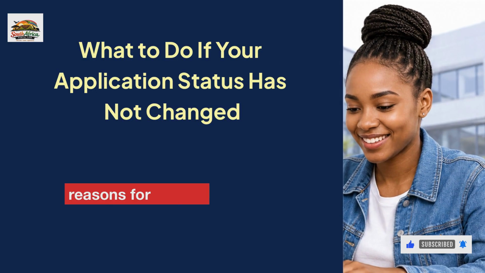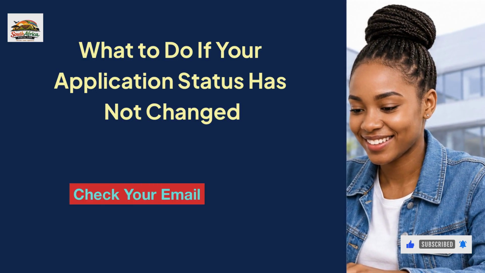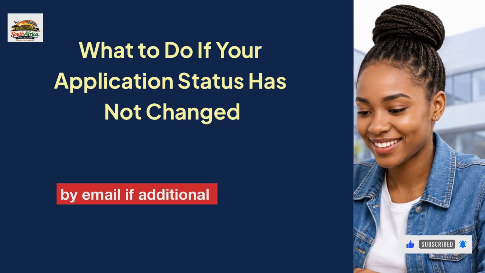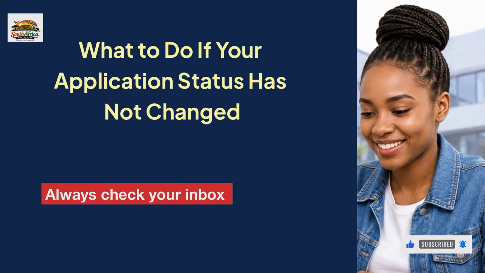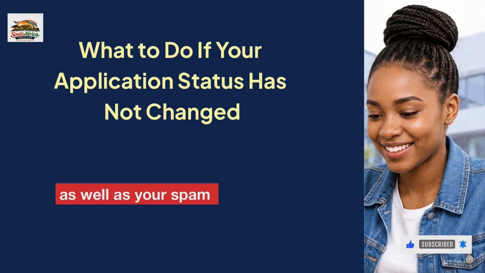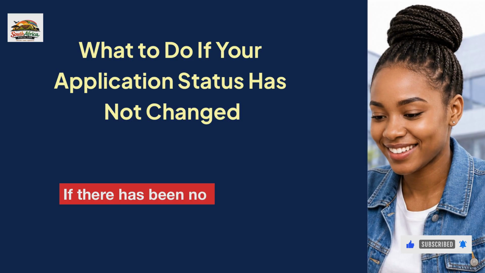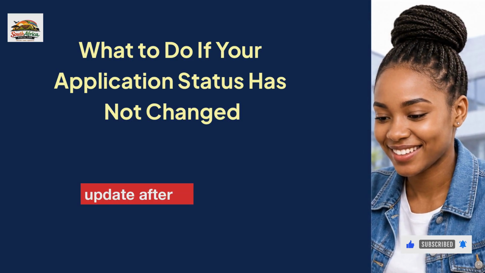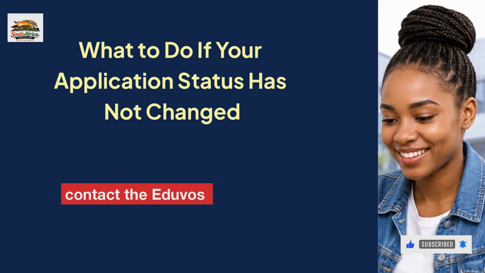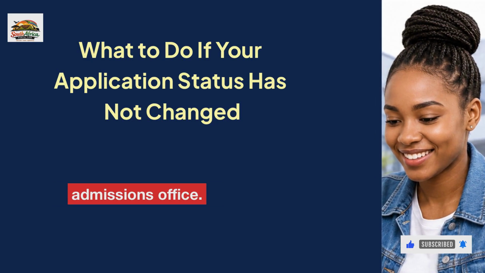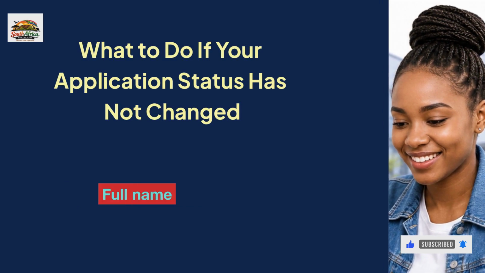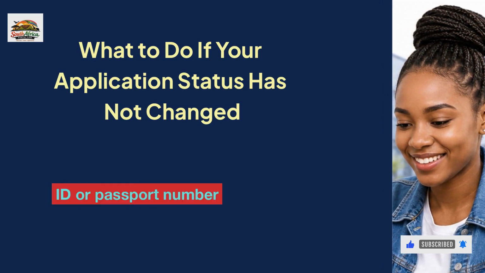Check your email. Eduvos may contact you by email if additional information is required. Always check your inbox as well as your spam folder. Contact admissions. If there has been no update after a reasonable period, contact the Eduvos admissions office. Have the following information ready: full name, student or application number, ID or passport number, and program applied for. This helps the admissions team locate your application quickly.